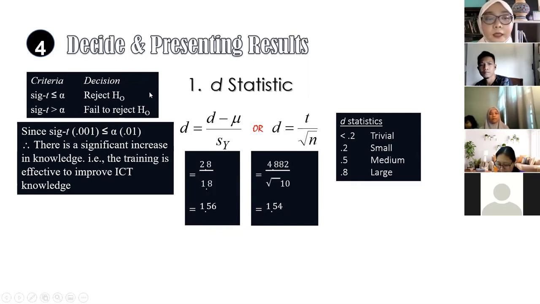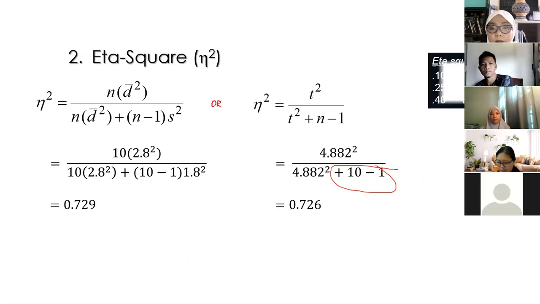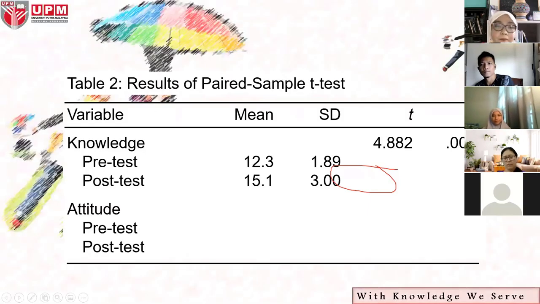Then you can elaborate further by reporting your effect size. You just plug in your values into the equation. Then you will get 1.56 for the first equation, and for the second equation you will get 1.54. According to the result, it is considered a large effect size. So this is another way if you use eta squared. The answer is 0.729. Based on the cutoff point, 0.729 is also considered a large effect size. Same. So this is reporting.